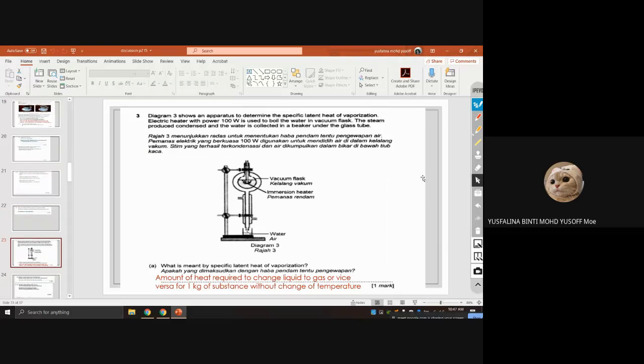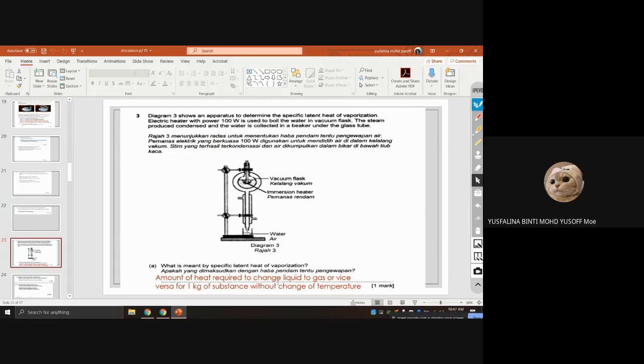Okay, for this one, number 3. So diagram 3 shows an apparatus to determine the specific latent heat of vaporization. So the electric heater with power 100 watt is used to boil the water in the vacuum flask. So the steam produced condenses and the water is collected in the beaker under the glass tube.